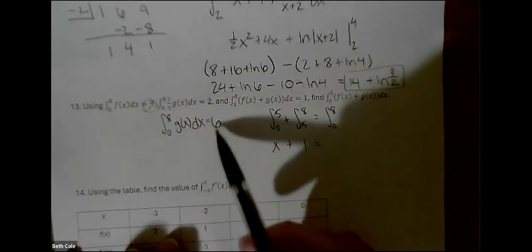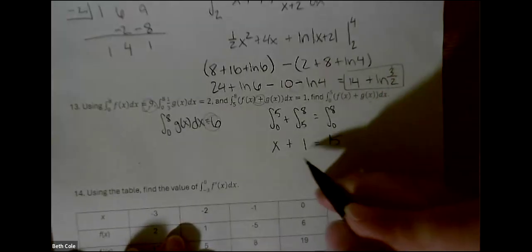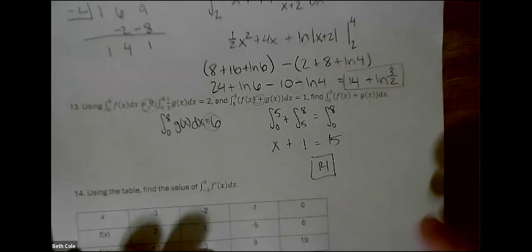And then from 0 to 8, this is where the rest of this comes in. 0 to 8 for just f of x was 9. 0 to 8 for just g of x was 6. We need to add those together. So 9 plus 6 is 15. And if you solve for the thing that you're missing, you get 14. So it's using all of your properties.